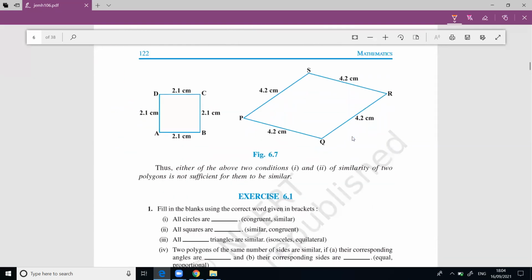Here also you can see, this is a square and another is a rhombus. So here corresponding sides are in the same ratio. That means 2.1 is to 4.2, it will be 1/2. All the sides will be in the ratio of 1 is to 2. But their corresponding angles are not equal. Is it clear? Here angle P is not equal to angle D, corresponding angles are not equal. So two conditions should be satisfied for any two figures to be similar.